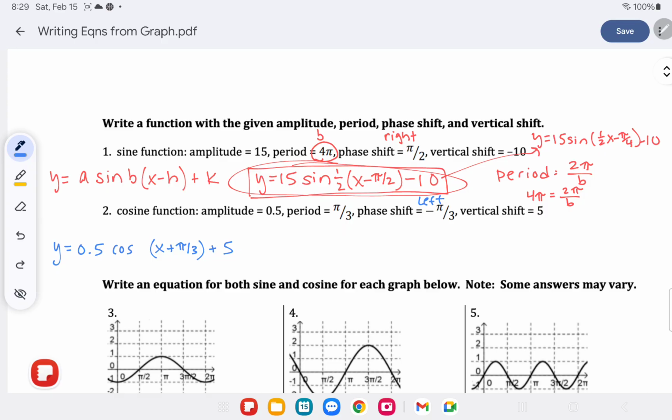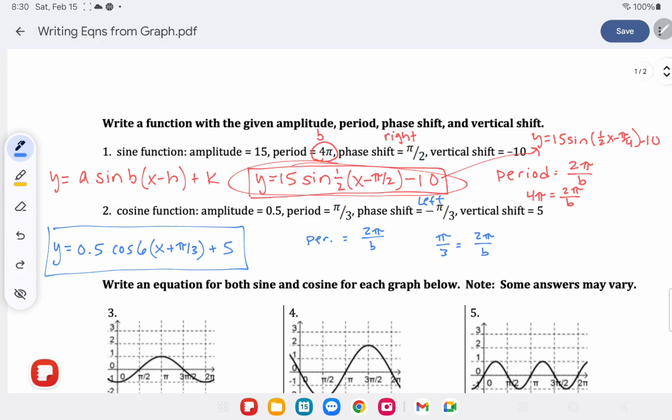So again, typically to find a period, we take 2 pi, which is our period for the parent function of sine and cosine, divided by b. So since our period is pi over 3, we need to figure out what b is to give us a period of pi over 3. So b is 6. And plug that in. And that would be our equation.